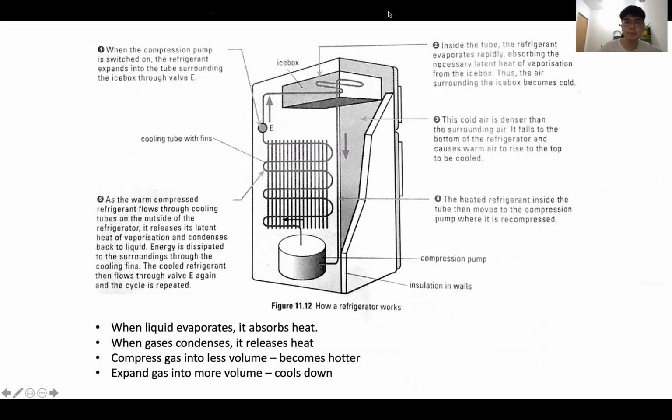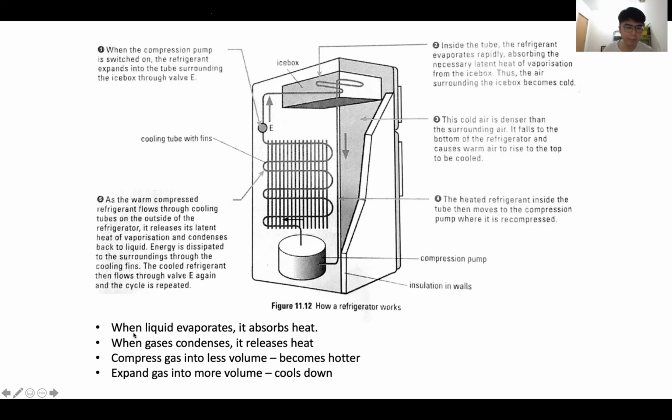Refrigerator. Okay, the working of the refrigerator, using the boiling, condensing, and evaporation concept. Okay, now how does it work? We just look at the simple working principle. Before we look at how it works, there are a few things to know. Look at the bullet point at the bottom.